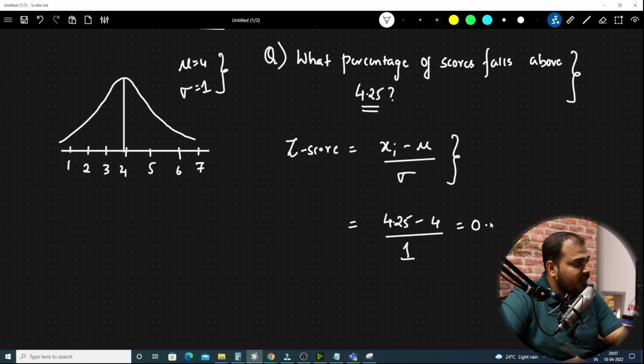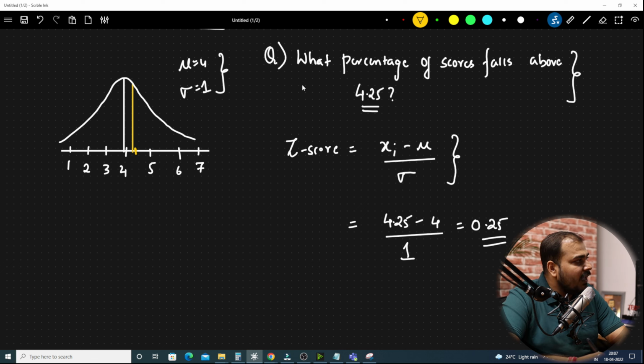So here I'm specifically getting 0.25. Now what does this 0.25 indicate? This 0.25 indicates that there is an element, which is 4.25 over here, and it is falling 0.25 standard deviations away from the mean. This is the simple thing.